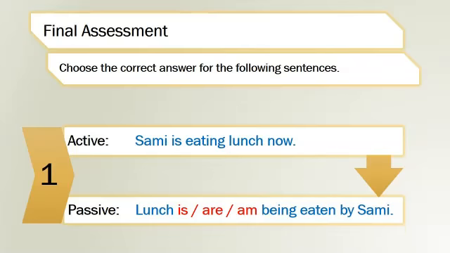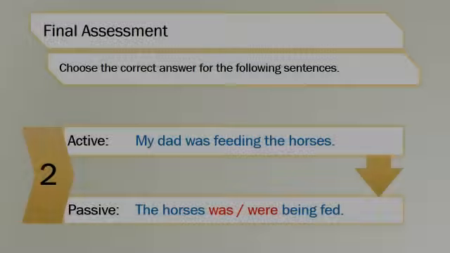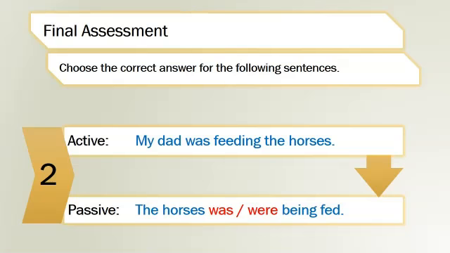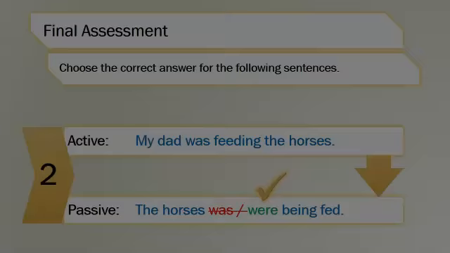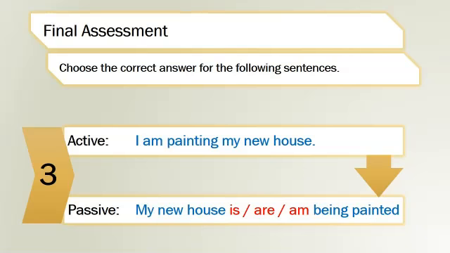The final assessment. Please choose the correct answer for the following sentences. If the active sentence is Sammy is eating lunch now, the passive would be lunch is, are, or am being eaten by Sammy. Number 2. My dad was feeding the horses. The passive would be the horses was or were being fed. Number 3. I am painting my new house. The passive, my new house is, are, or am being painted.